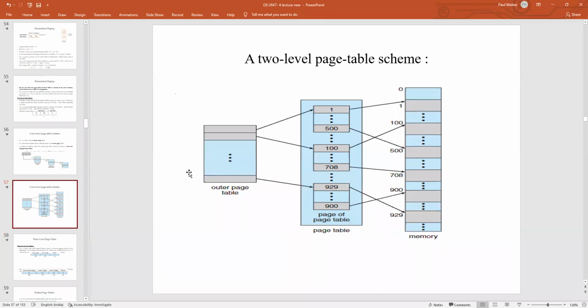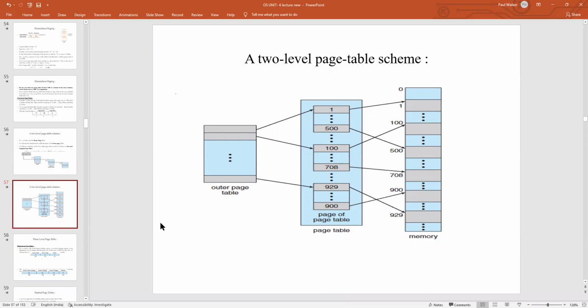Here the outer page table is forwarded to the particular page table to which it points. For example, the pages from 1 to 500, after that 100 to 708. Like that, the page tables are there. The page tables move forward and are stored in the frame number as well as the main memory in this sequence. So by using this, we can avoid congestion in a particular network.